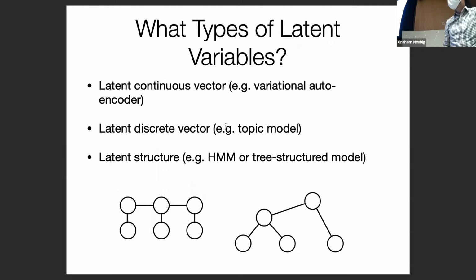So what types of latent variables can we be inducing? We can be inducing latent continuous vectors, and these would be things like a standard variational autoencoder, which I'm going to be talking about soon. There are also latent discrete vectors. There was a very brief mention of topic models a few classes ago. Topic models are latent variable models that induce discrete vectors. And then there's also latent structure. So we can have hidden Markov models or latent tree structured models. For example, dependency syntax induction, like what Hao talked about earlier, is an example of a latent tree structured model.